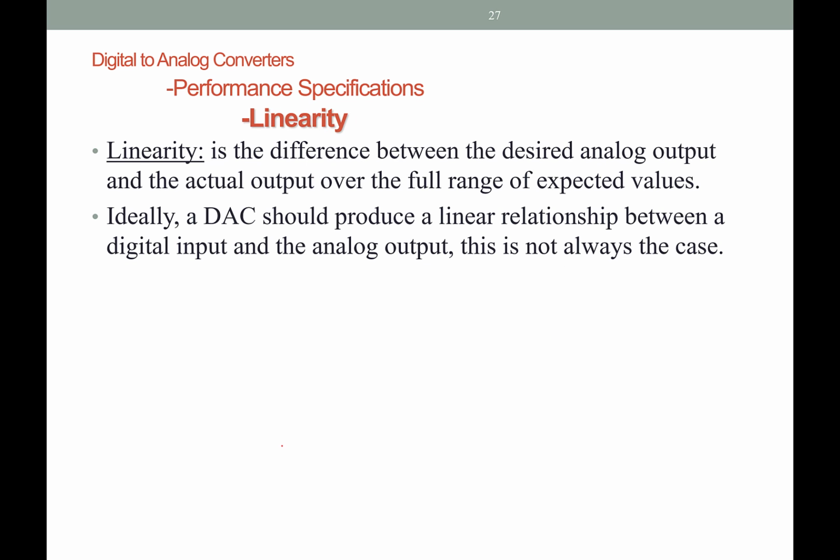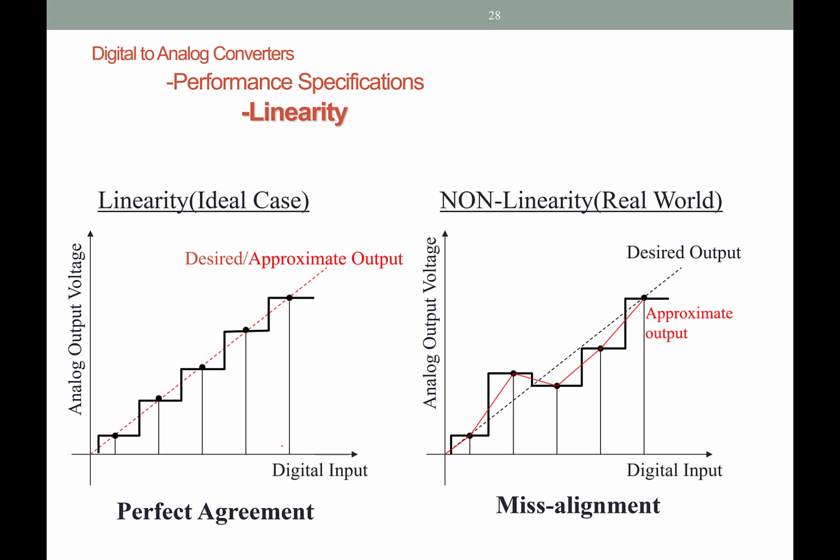Okay, so now we're going to talk a little bit about the linearity performance spec. It's something a little bit different and not something we'll talk about too terribly much, but basically it's the difference between the desired analog output and the actual output that we get for the full range of expected values. I think it's easier to show this through graphs rather than just talking about it. You can see here that you would hope to produce a linear relationship between the digital input and the analog output, but you don't always get that scenario.